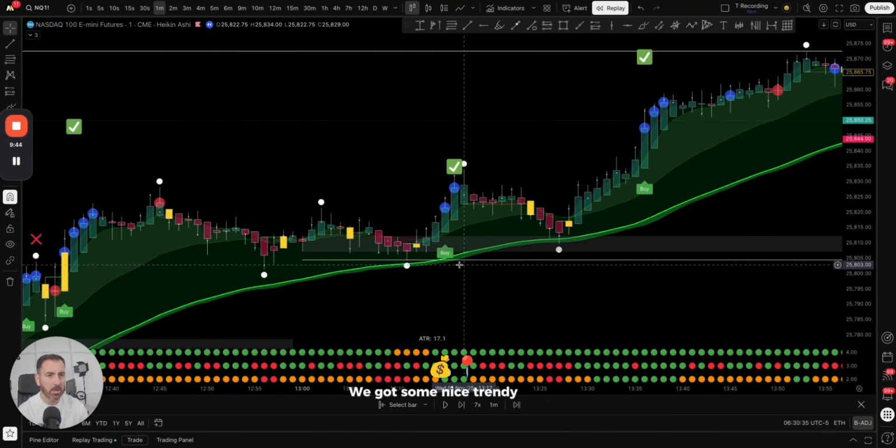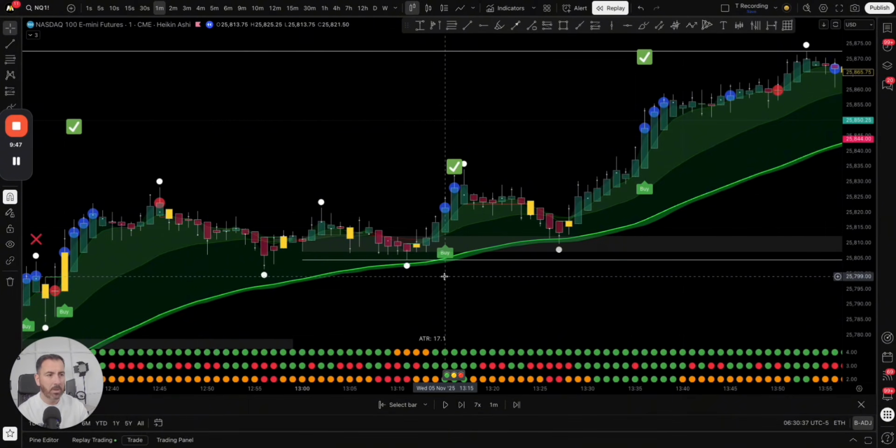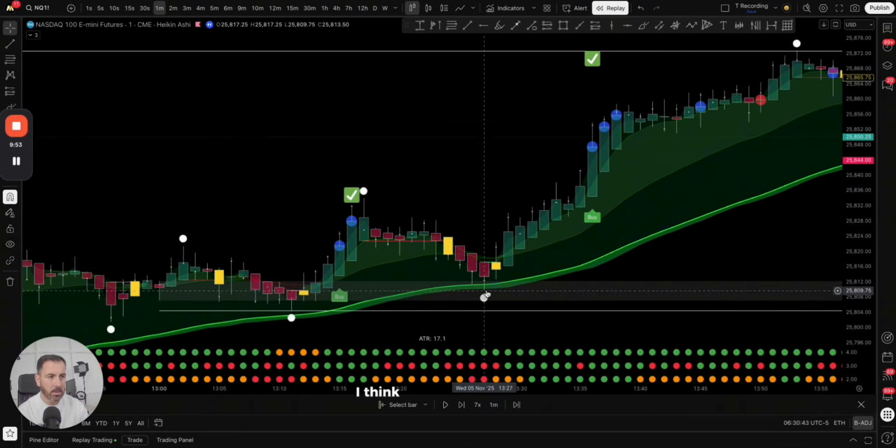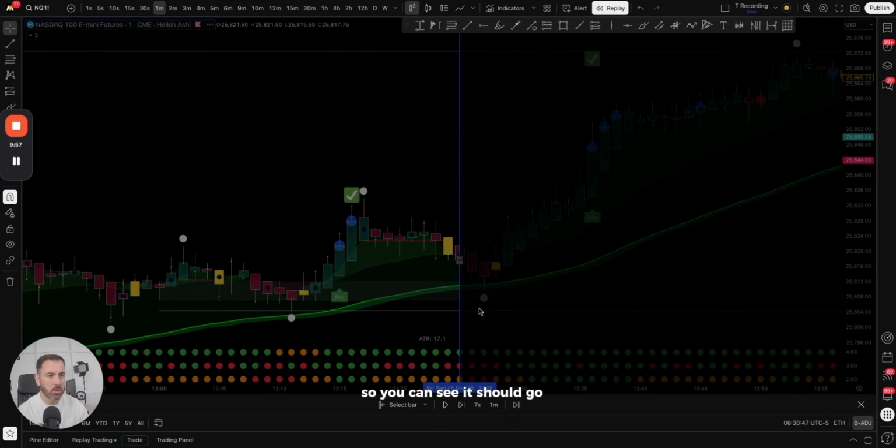We've got some nice trendy price action here. We've got a buy signal. We've got our bullish volume. And yes, it never... I think we just replay that to there so you can see. It should go straight up.